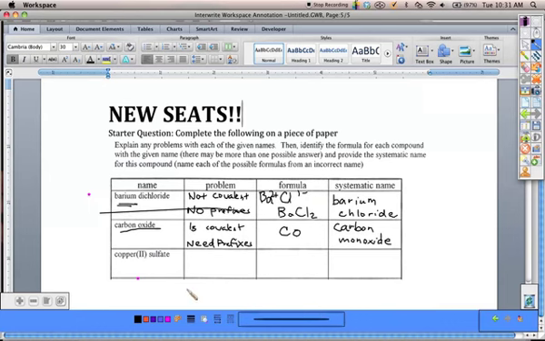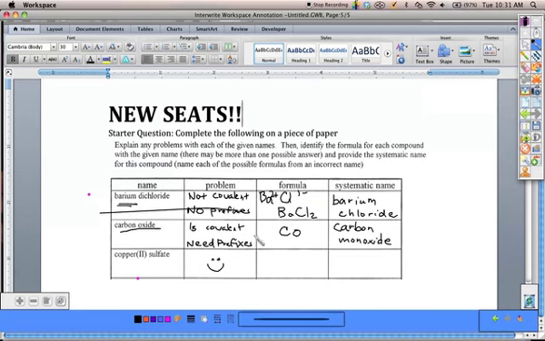Thumbs up if copper 2 sulfate is right. Thumbs down if it is not. Copper Roman numeral 2 sulfate. Yeah, I would say that this one's right. There's no problem. We're all good.